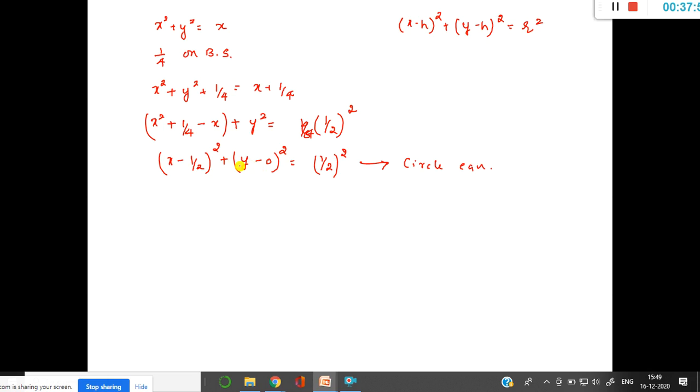Fine. So what happens here? This is a circle, and the center is at 1 by 2. The h represents the distance of the circumference from the center of the circle. Okay.